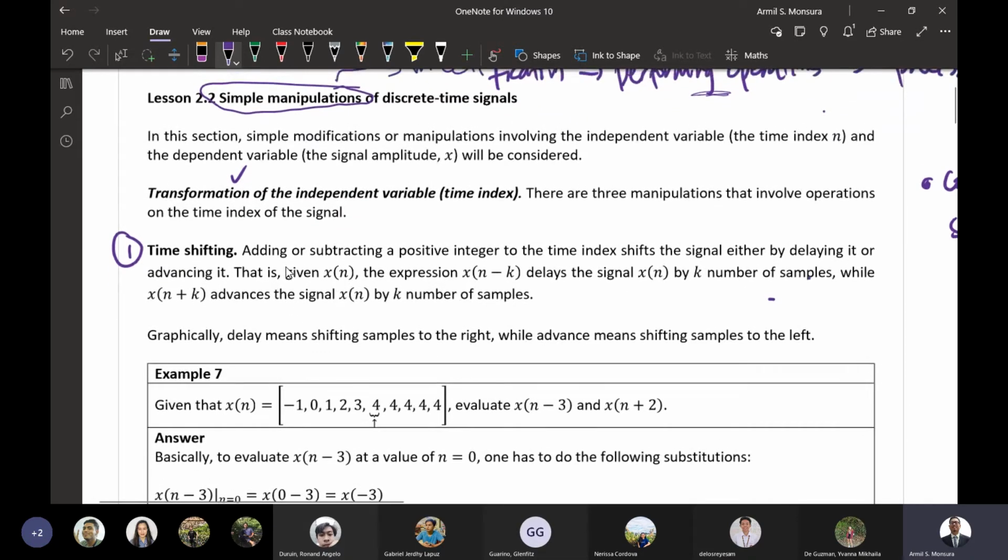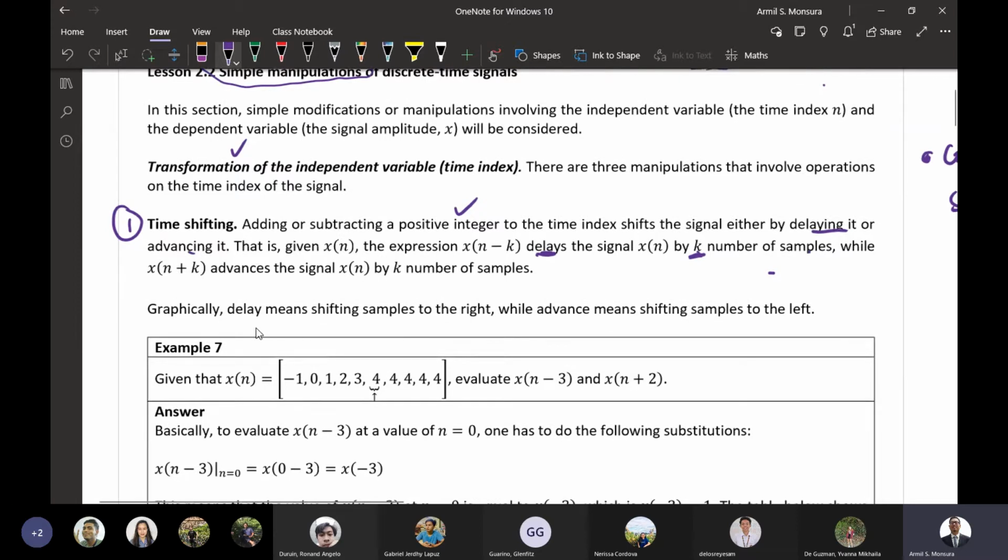Okay? So ito, ilang beses ko na-discuss ito sa mga previous lessons natin. Adding or subtracting a positive integer to the time index shifts the signal, either by delaying it or advancing it. That is, given x[n], the expression x of n minus k delays the signal by k number of samples, while x of n plus k advances the signal by k number of samples.